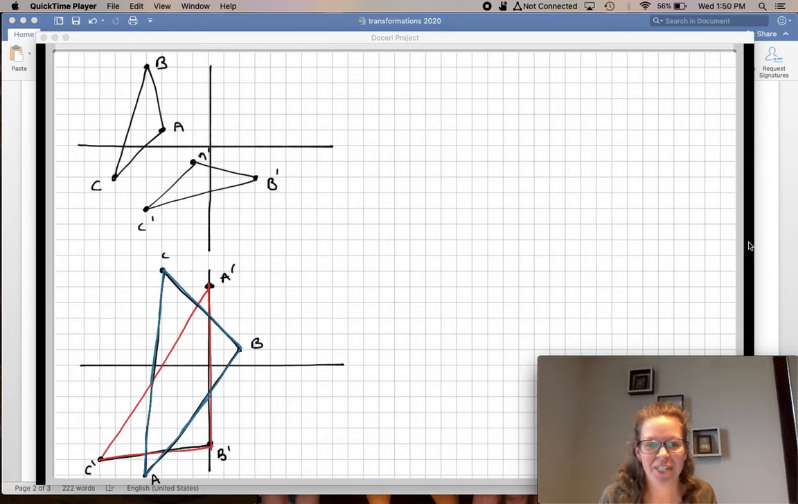So now I have a couple of examples. So on these ones, our line of reflection is diagonal. It's not just the x-axis or y-axis or even a horizontal or vertical line. So finding a diagonal line of reflection is a little bit trickier.